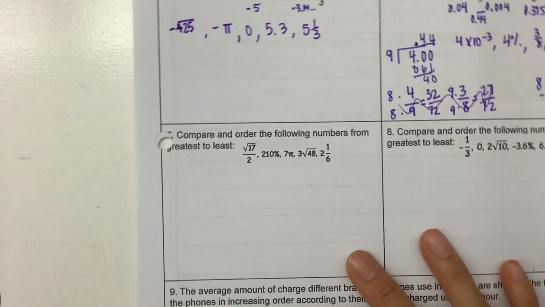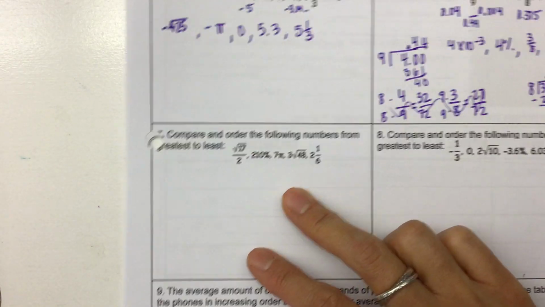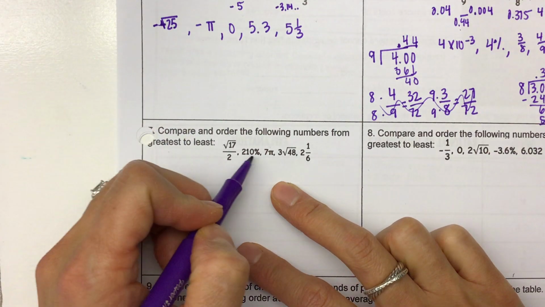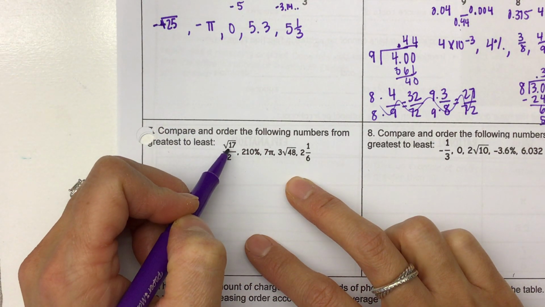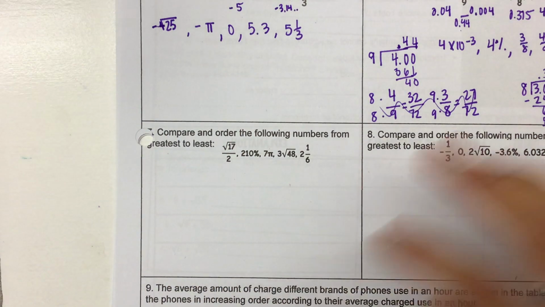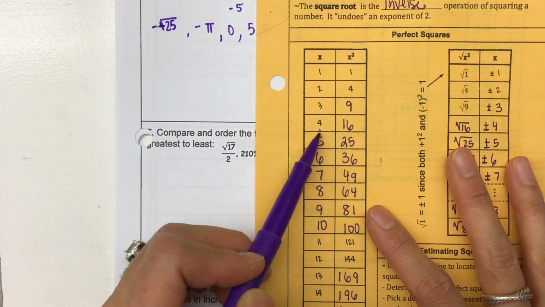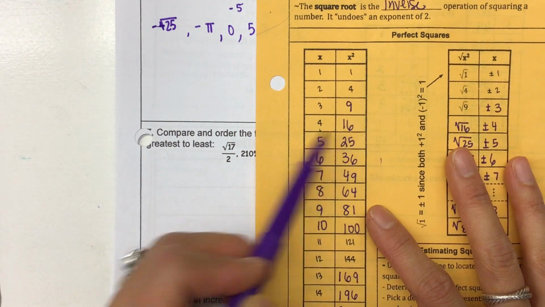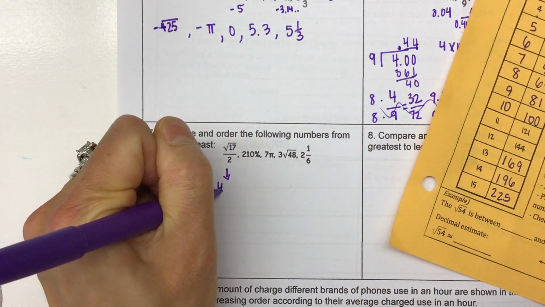Okay, scooting to 7. Compare and order the following from greatest to least. So not the biggest one first. Ooh, okay. Square root of 17 is between 16 and 25, but it's closer to the square root of 16. So that means this number is approximately like 4 point something, over 2.